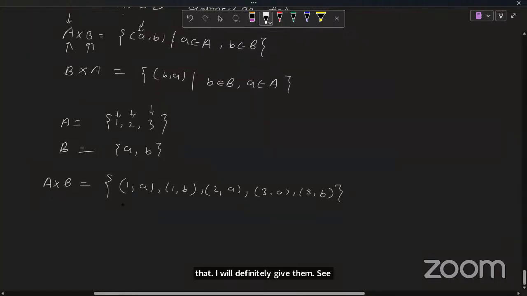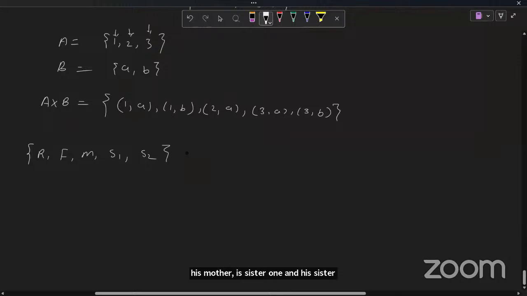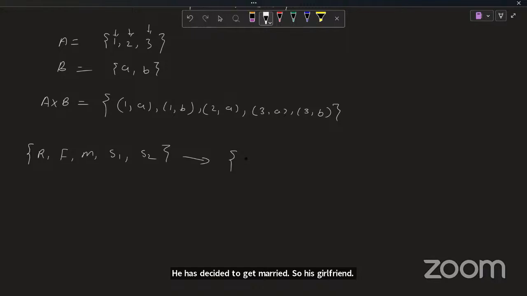How can you remember this kind of thing? Again, let's move to the Rohan family. Who was there in the Rohan family? Rohan himself, his father, his mother, his sister 1 and his sister 2. Now he has decided to get married. Suppose Rohan wants to get married to his girlfriend. What is his girlfriend's name? Can someone please suggest? Ria. Okay.